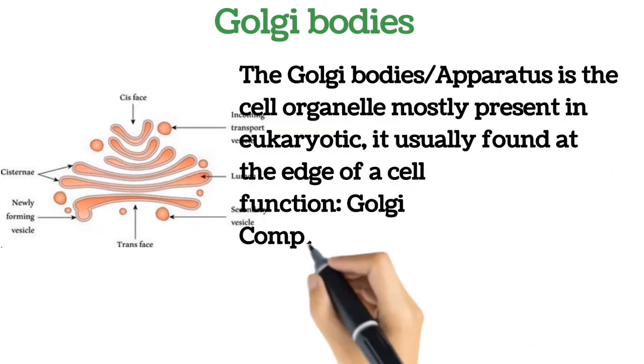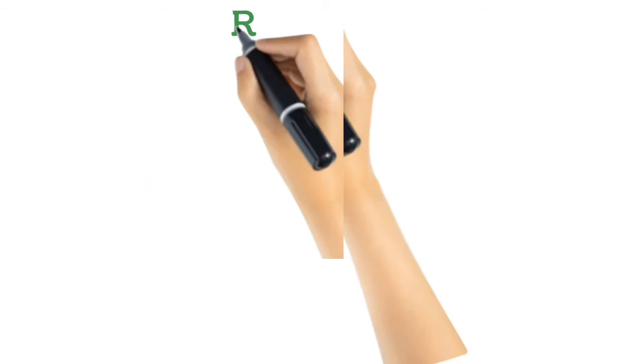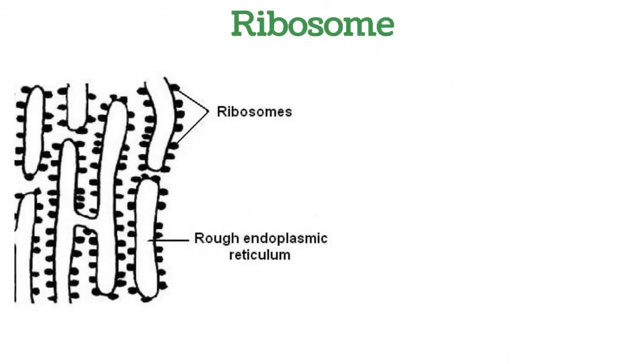The Golgi bodies. The Golgi bodies or apparatus is a cell organelle mostly present in eukaryotes. It is found at the edge of the cell. The function of the Golgi bodies is that it has an essential purpose of packaging and transporting proteins and lipids to their destination. So it packages the proteins and lipids.